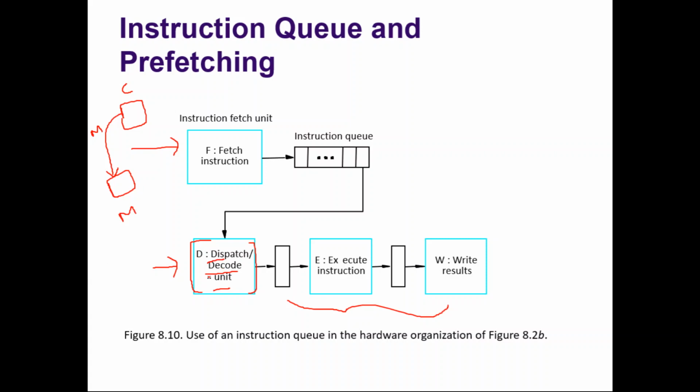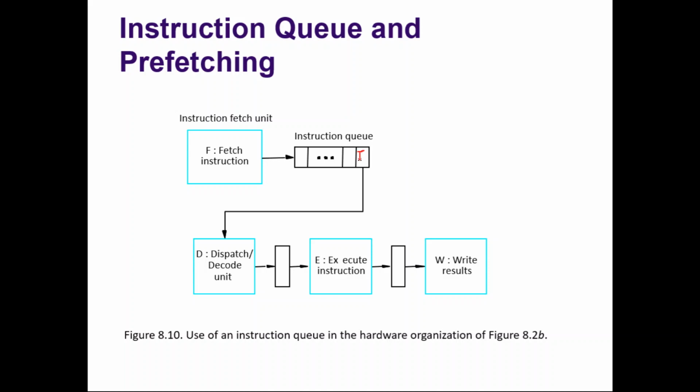So even if the dispatch unit is unable to dispatch the instruction from the instruction queue, the fetch unit can keep adding instructions to the instruction queue. This is one advantage. The other advantage is, assume that the fetch unit already has some 2 instructions in the queue, or even assume there is only 1 instruction.